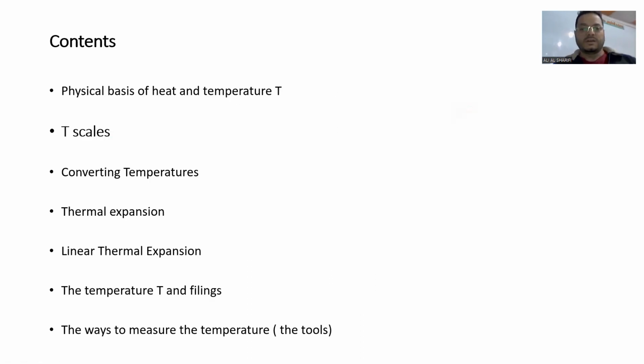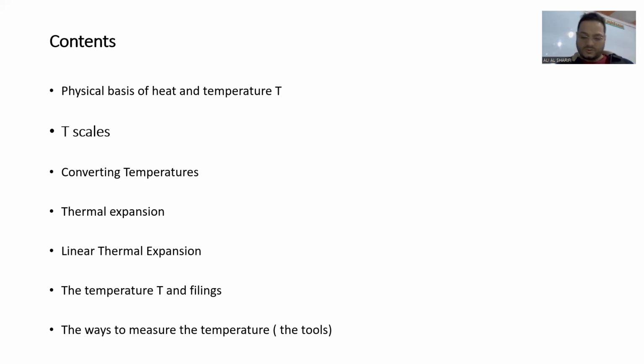The contents talk about, like I said before, the physical basics of heat and temperature, the temperature scales, units, Celsius, Kelvin, Fahrenheit, and how we can convert one to one. Thermal expansion, what that means, linear thermal expansion and its coefficient. The temperature and fillings, what is the interaction between the temperature and the fillings, and the way to measure the temperature.